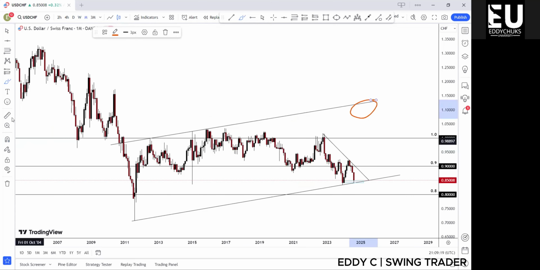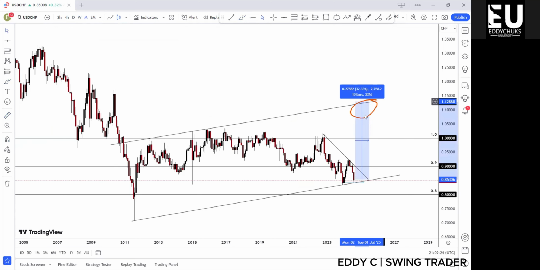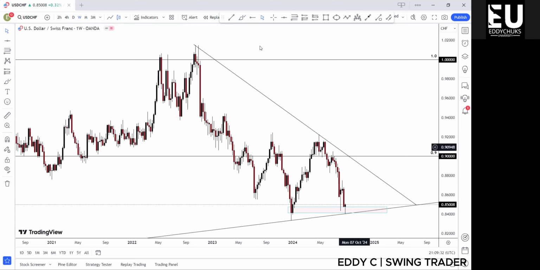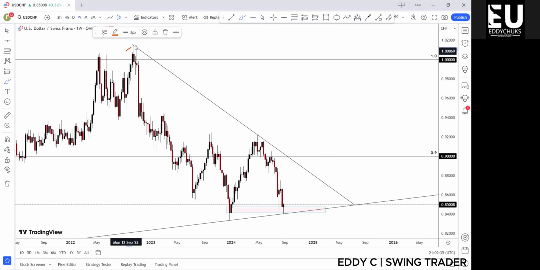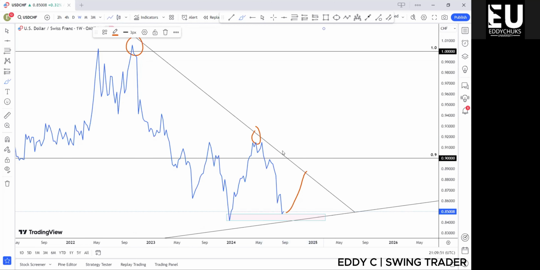This is a long-term projection. From here to here is roughly about 2,700 pips, which is a very, very good one if anyone should be in this trade. So what I did was draw a counter trend line from the top of here across here. Although we might still have a bit of retracement from around this area, if you look at the market structure, you can see that this area is a very, very important resistance area in the market.